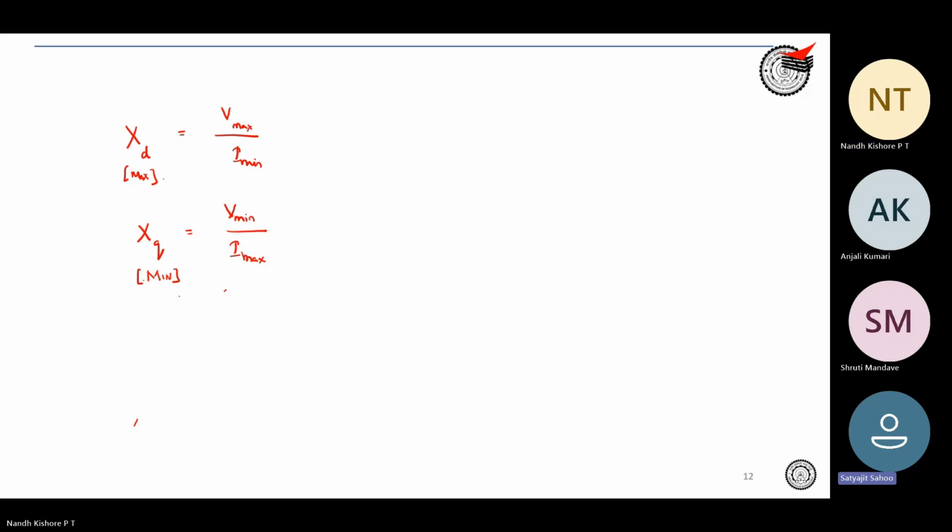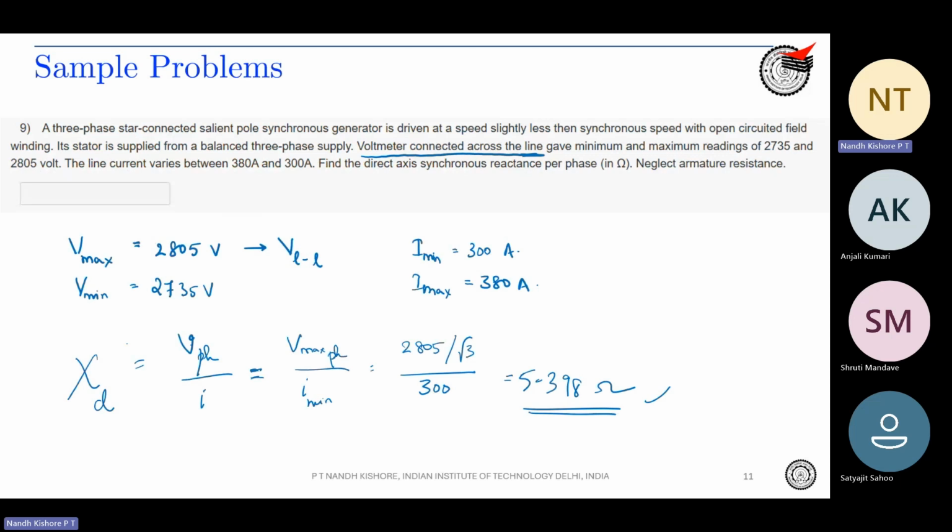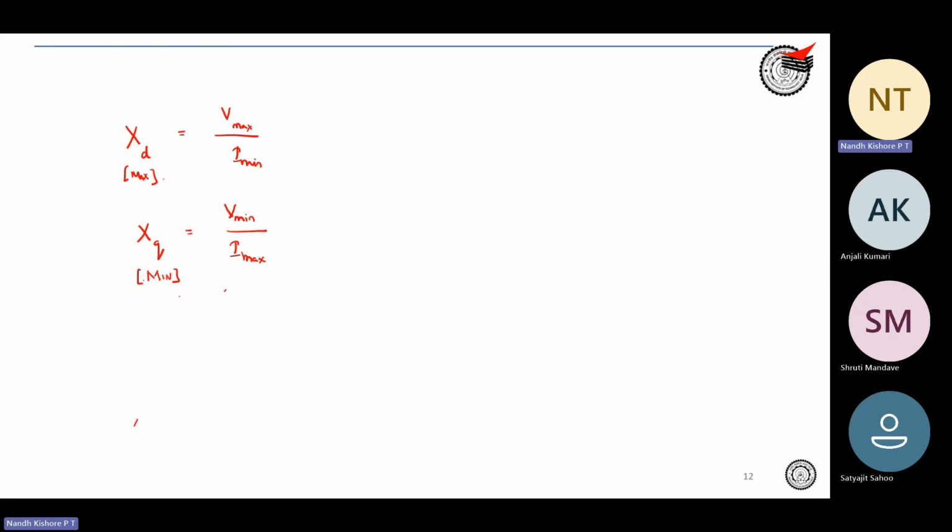Sir, is it V max by I min, or is it V open by I short circuit? It is actually V open by I short circuit over here. Yes, they have given a range. So in that scenario, if they have given a range, I just want to tell what value you should take over here. It is, of course, VOC by ISC only.